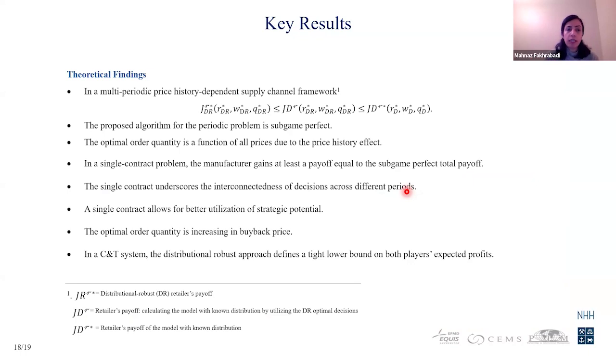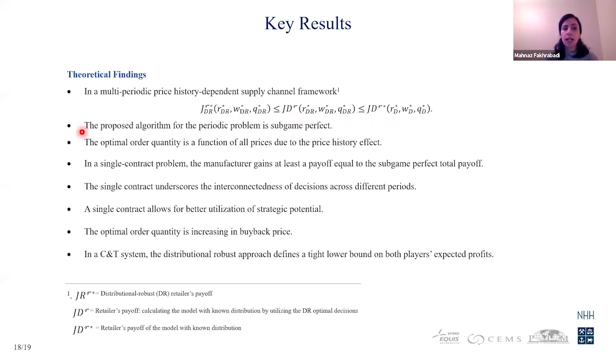In theoretical findings in a multi-periodic price history dependent supply channel framework, we found that even for the multi-period problem, the distributional robust value or payoff is a lower bound for the model with known distribution. We also found that the decision coming from the distributional robust model is not optimal for the model with known distribution, as this JD is the model with the distribution, but we have calculated with the decision coming from the distributional robust.